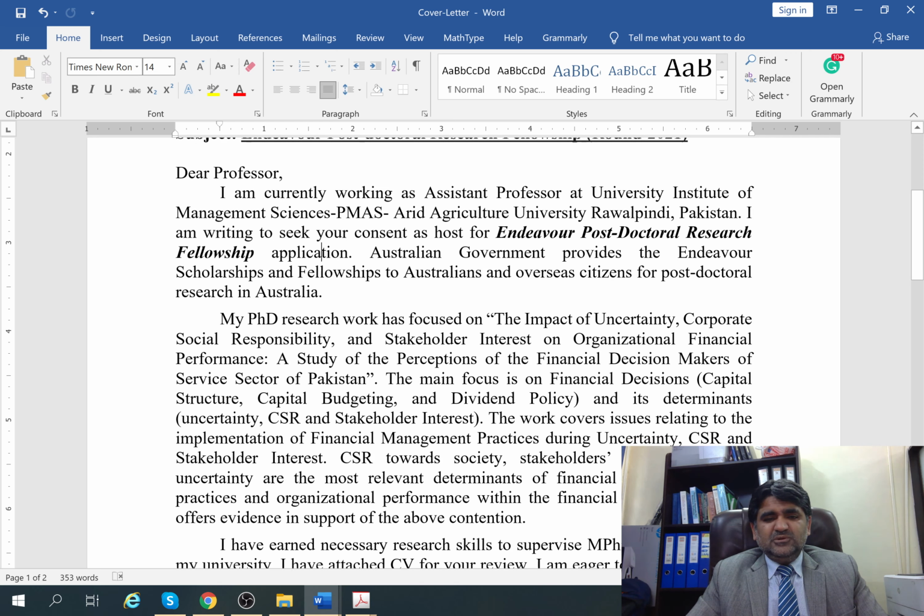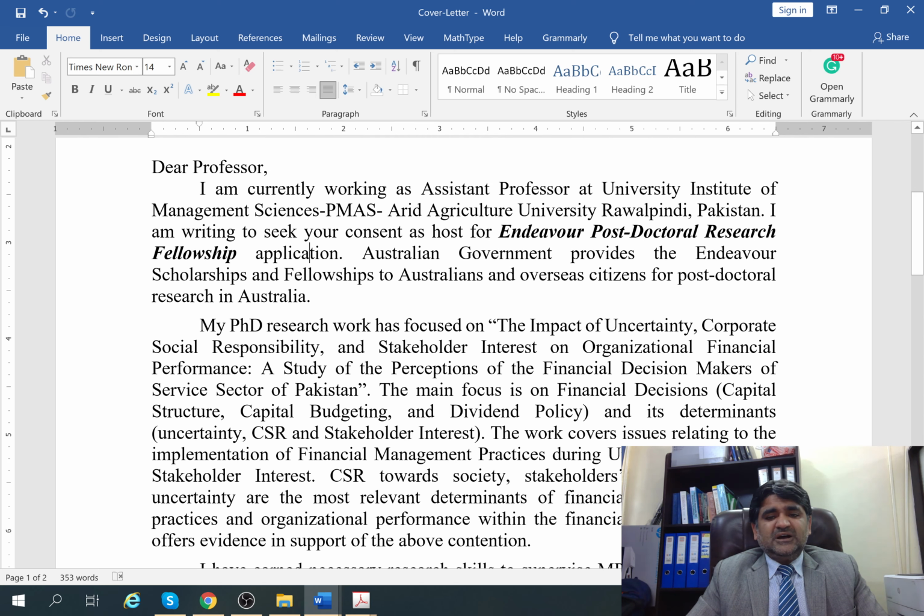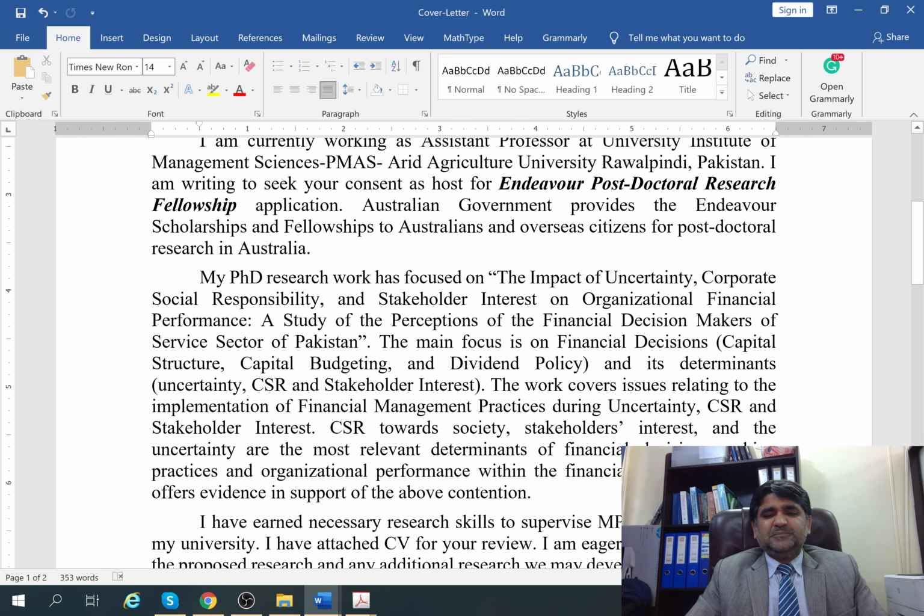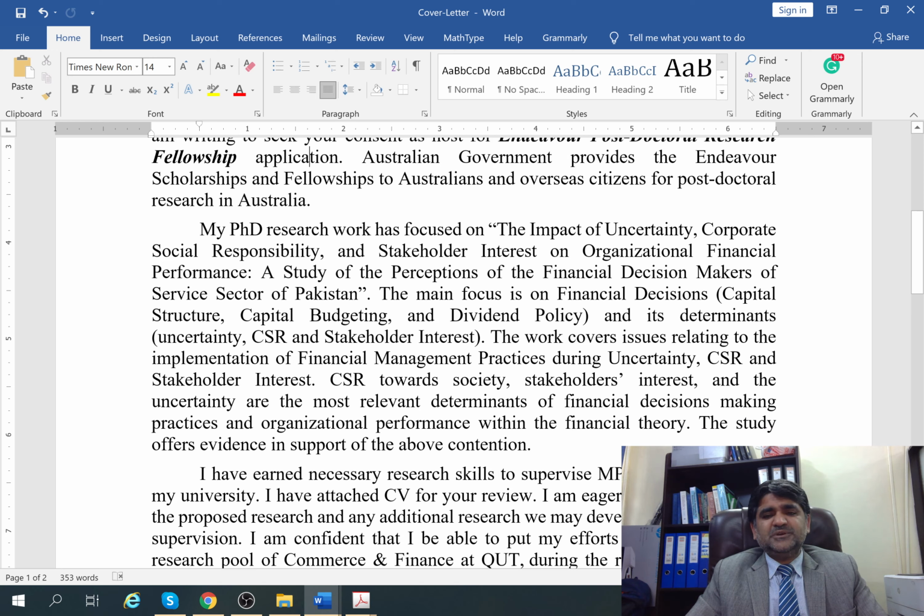So in the second paragraph, you have to talk about your PhD, what you have done in your PhD project, what your PhD dissertation is. Here you will briefly discuss what the main area of your PhD was, what variables you have integrated, what you have extracted from your PhD, and what the objective was, what problem was in hand, which you have solved or targeted in your PhD dissertation.